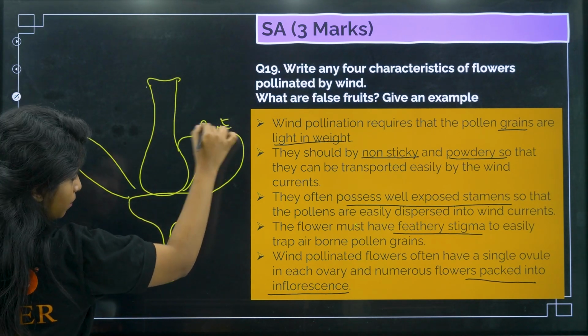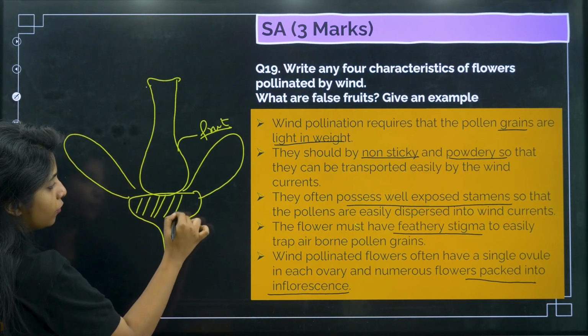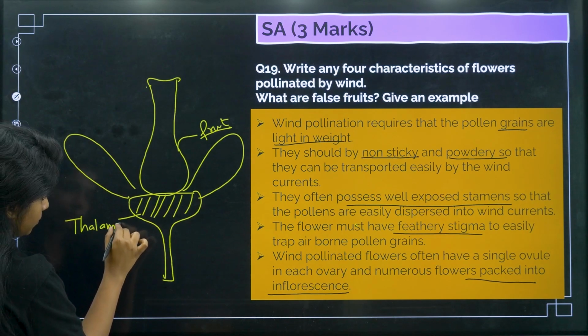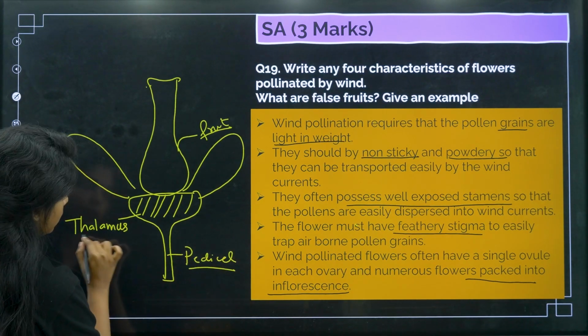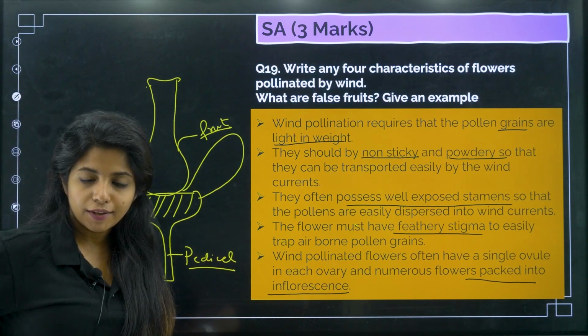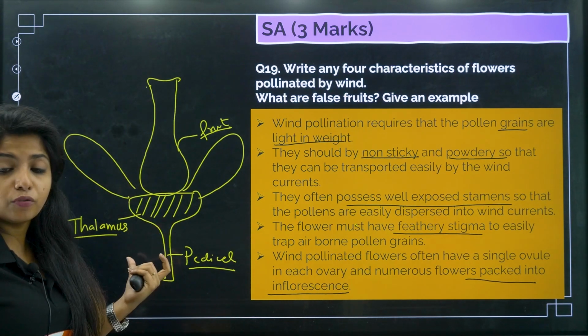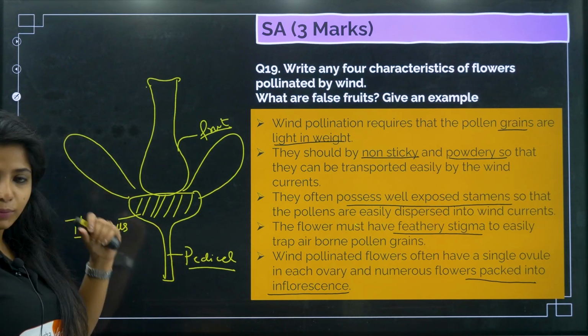But in some types of plants, these parts also contribute to becoming a fruit. For example, this is known as thalamus. This is known as pedicel. So this can also help in the formation of a fruit. Those types of fruits which arise from other parts, apart from the ovary, are known as what? False fruit. Example, apple. Apple comes from the thalamus.